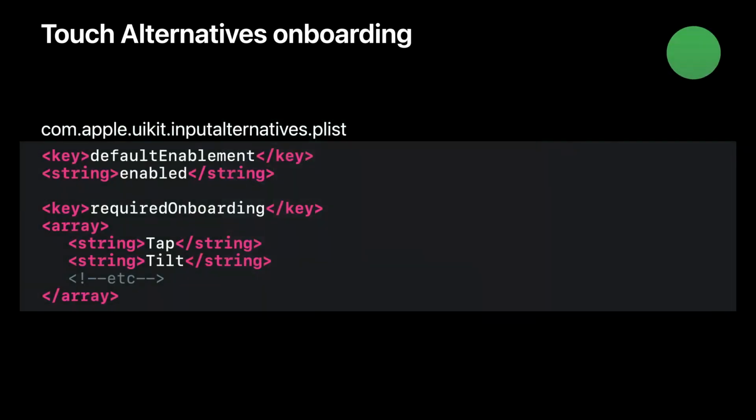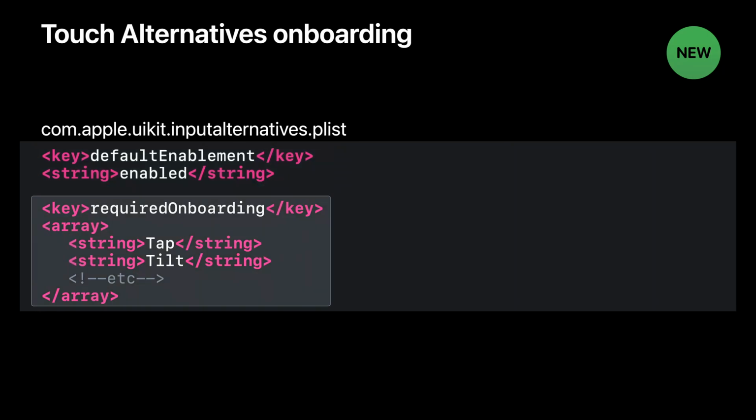To opt into automatic touch alternatives, create a new plist file in your app named com.apple.uikit.inputAlternatives.plist. First, add a key called default enablement with a string value of enabled, which tells the system that touch alternatives should be on immediately.